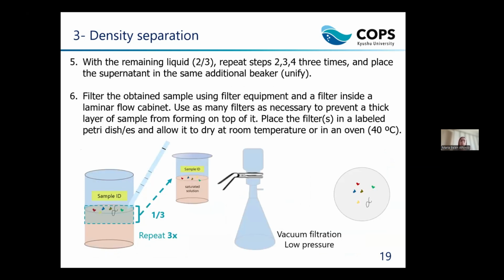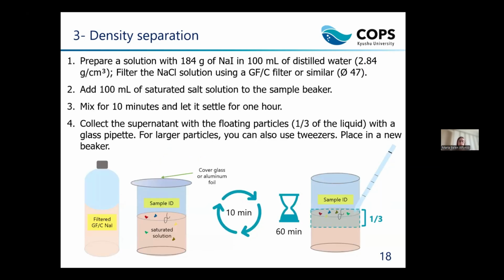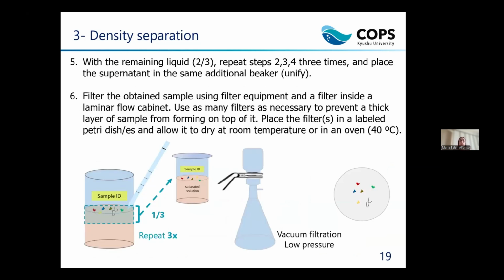Then for the remaining liquid, you will repeat steps 2, 3, and 4. This means you add the saturated solution, mix, and settle for 1 hour. And then again repeat and recover the 1/3 part on the surface and mix it with the previous one you recovered. You will repeat this at least 3 times. Then you will have 1 beaker with the recovered 1/3 parts all together.